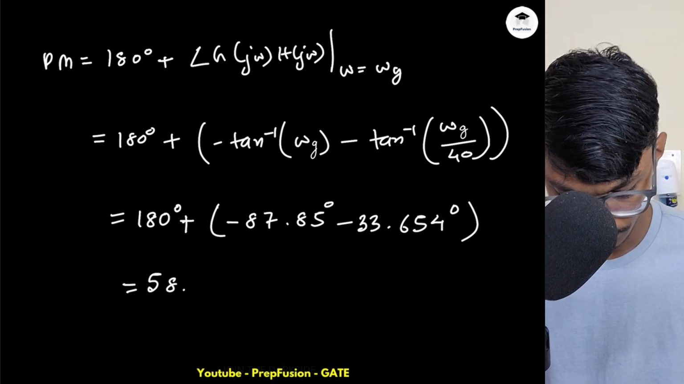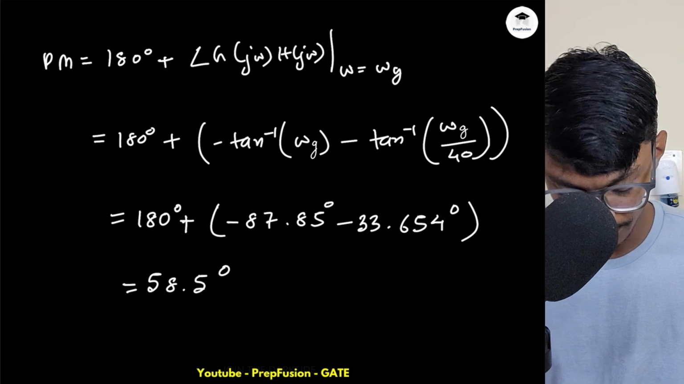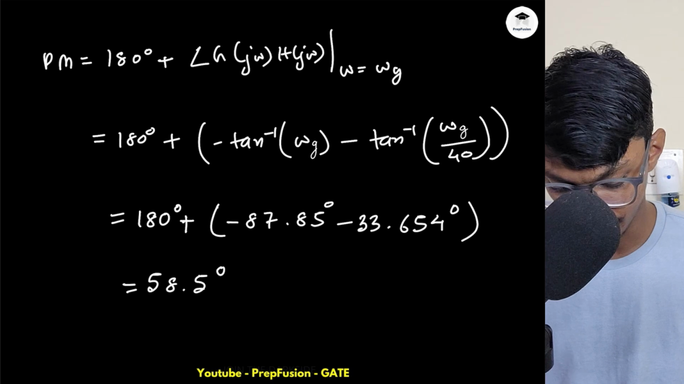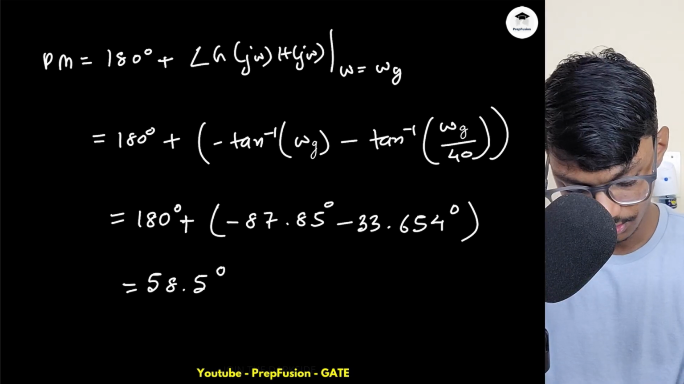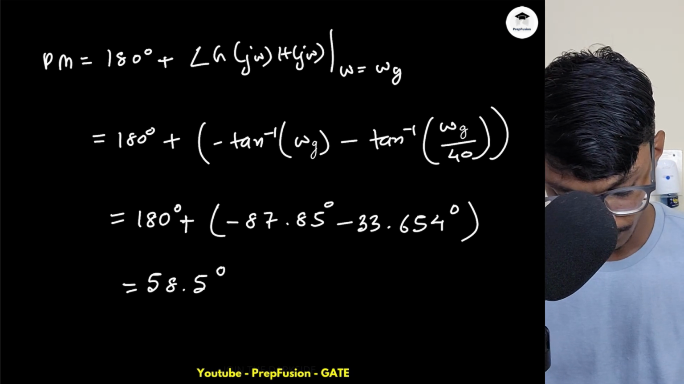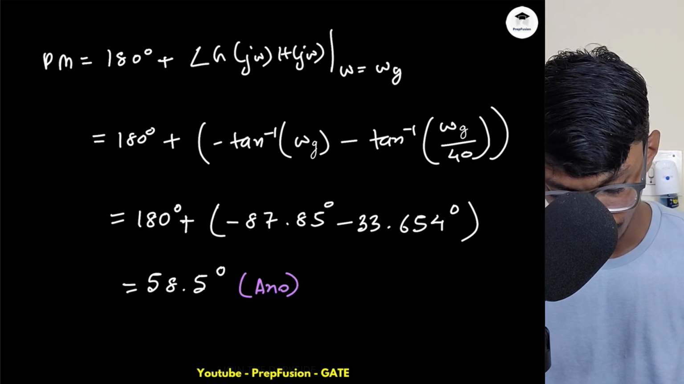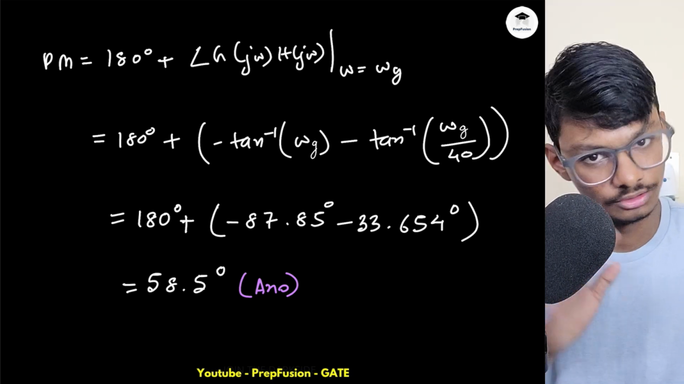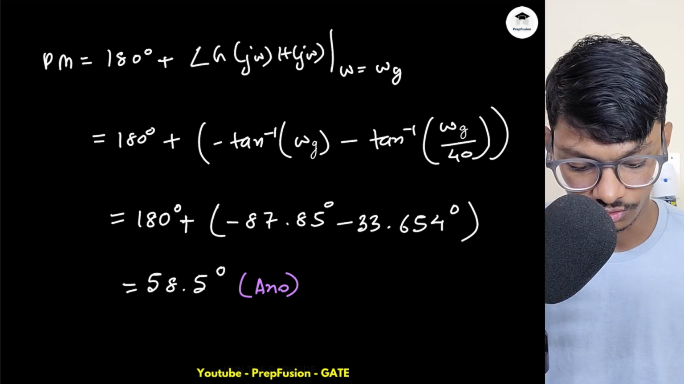There can be a bit of approximation here, so you can check if your answer is coming a bit different. So this is my answer, 58.5, this is my answer. Now you got your solution, the students who came for the solution, this is the solution.